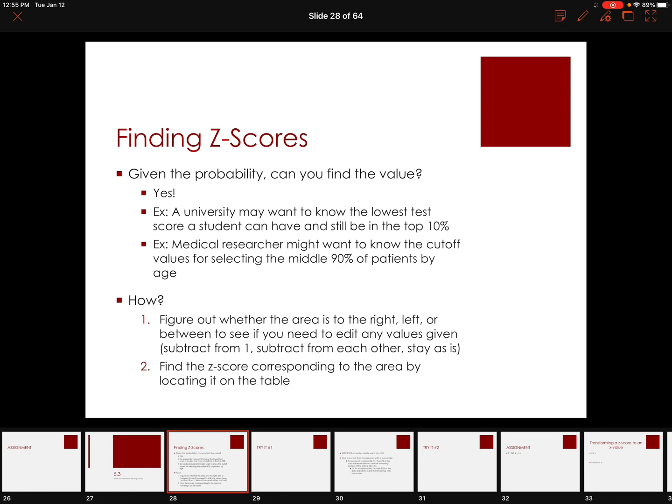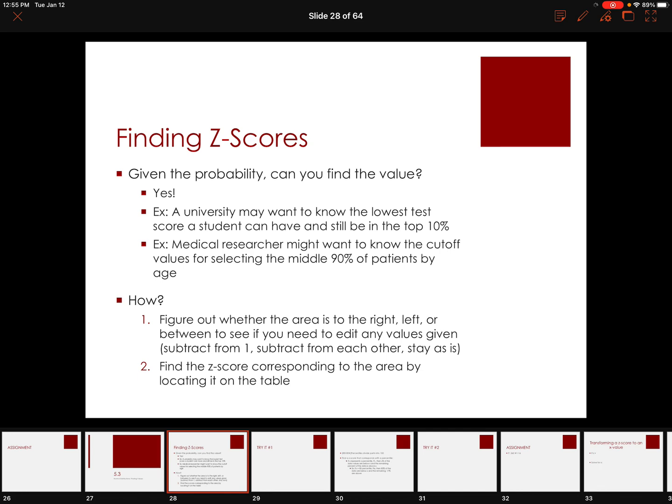Page 257 in your book has everything highlighted, so if you're having trouble figuring out the chart, I would look there to help you. Given the probability, can you find the z-score value? Yes. So why might this be useful? A university might want to know the lowest test score a student can have and still be in the top 10% of their class. That would be working backwards.